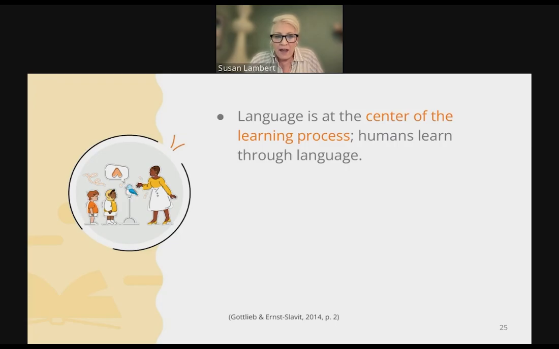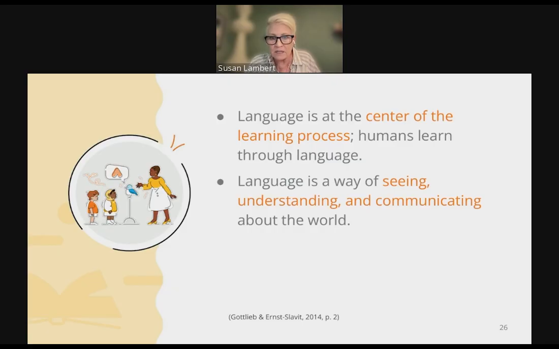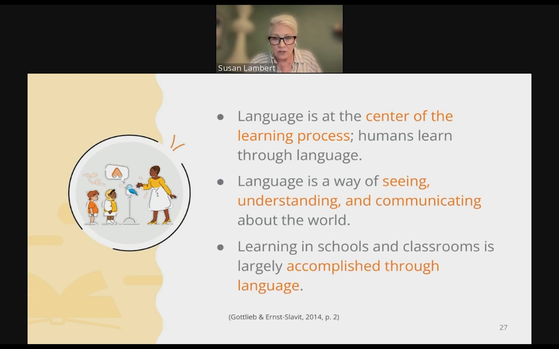So why am I giving you all of this information? Well, one, language is at the center of a learning process. Humans learn through language, and they learn through all modes of language: speaking, listening, reading, and writing. Language is a way of seeing and understanding and communicating about the world. And learning in schools and classrooms is largely accomplished through language.